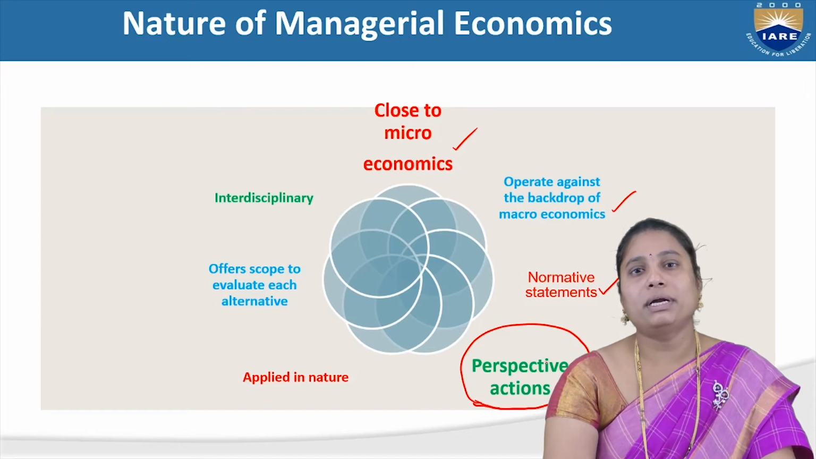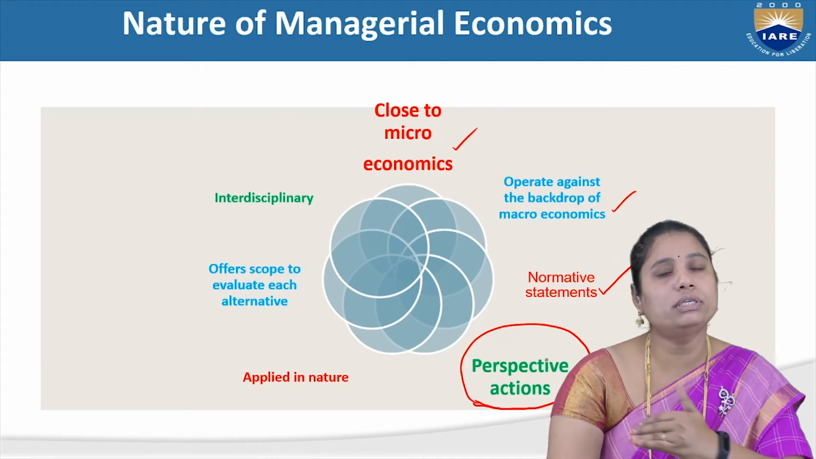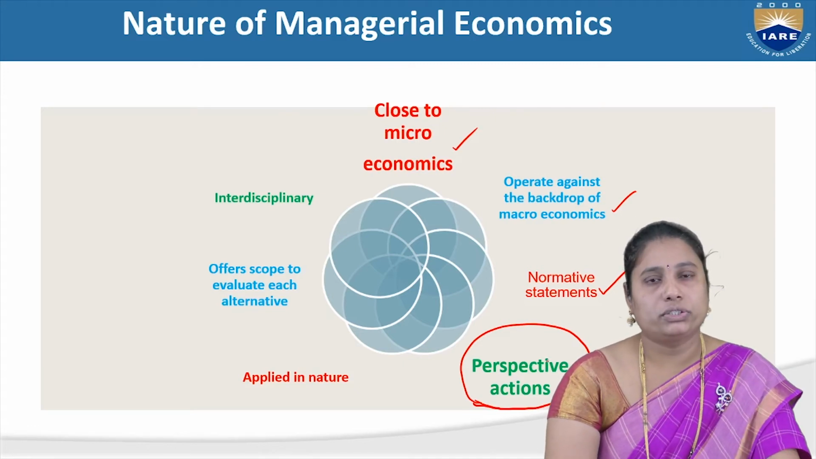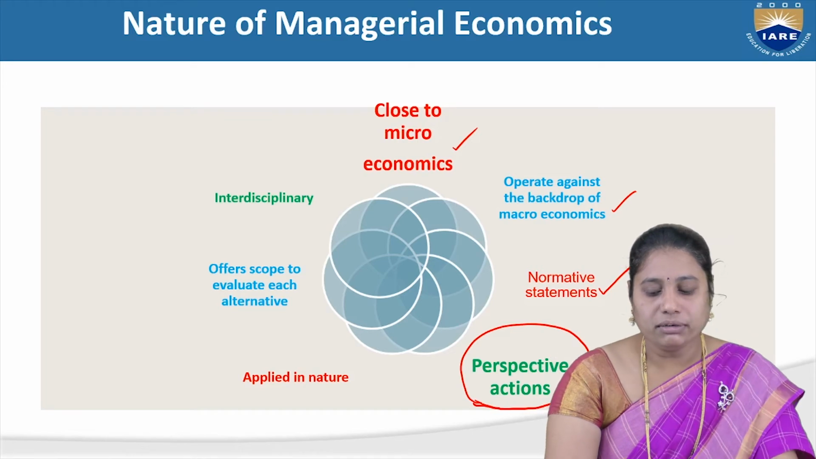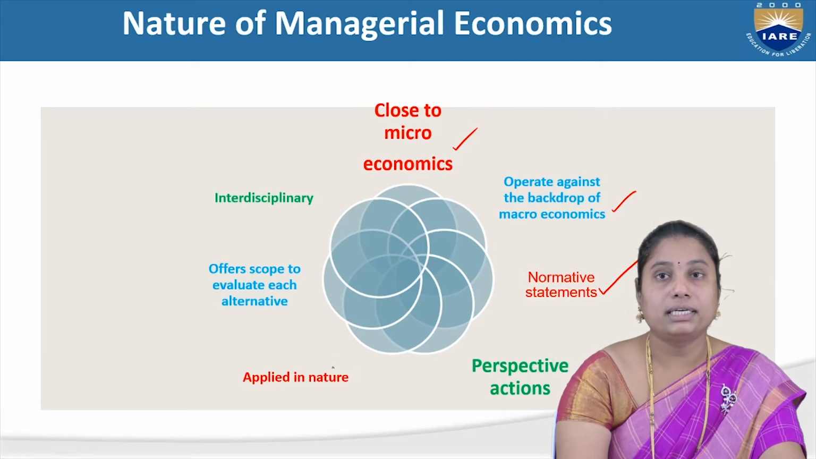Suppose there is no demand in the market, can they go for maximum production? No, obviously they won't go for the maximum production. So that is the prescriptive action. They will seek the profitable ways.